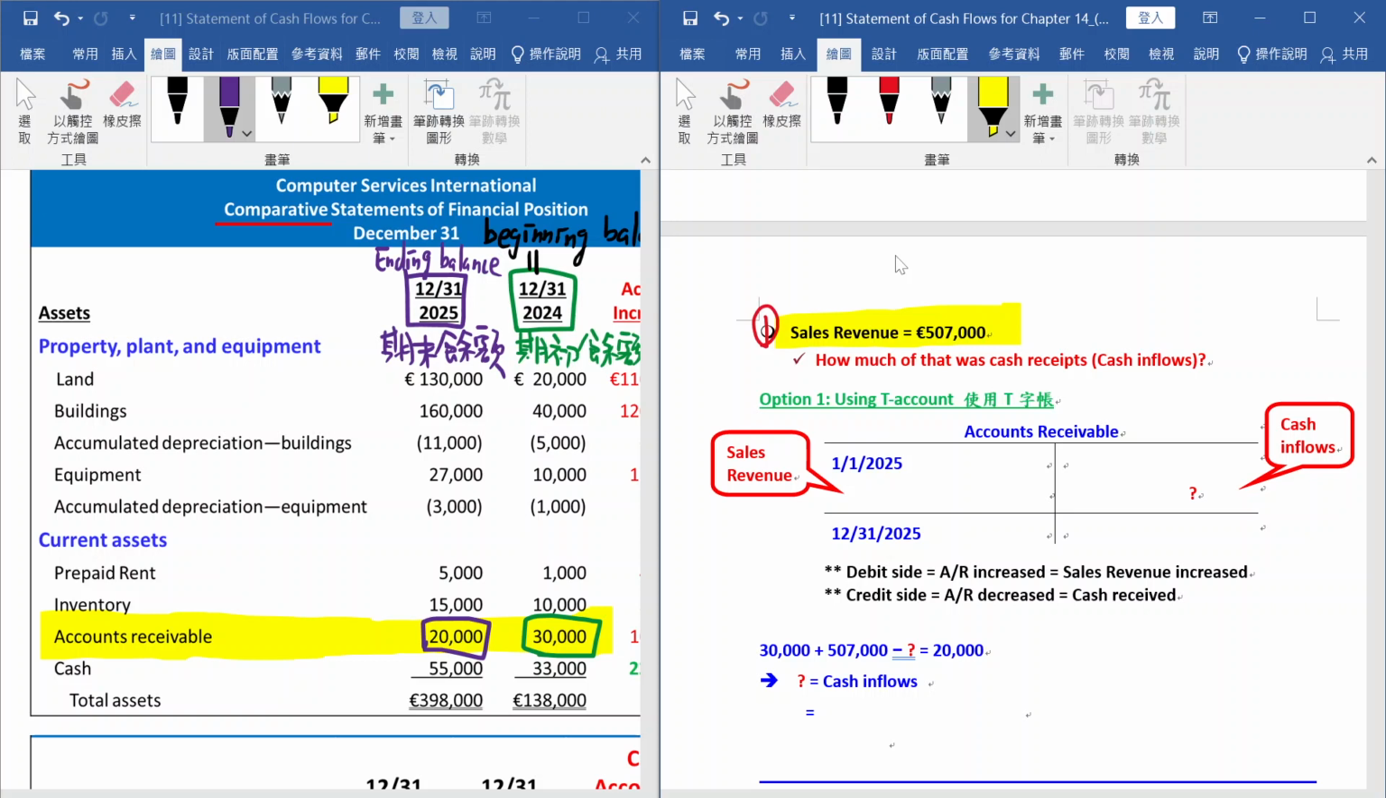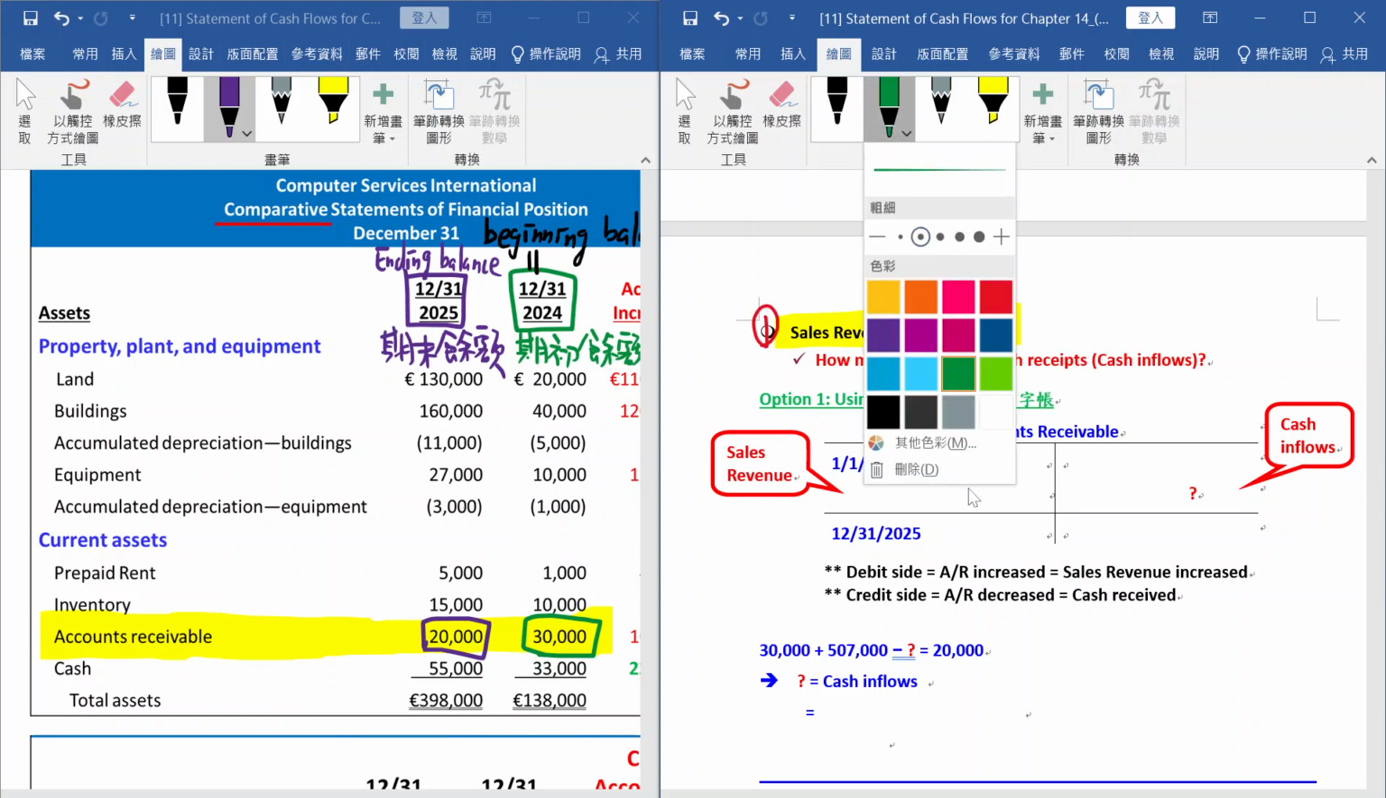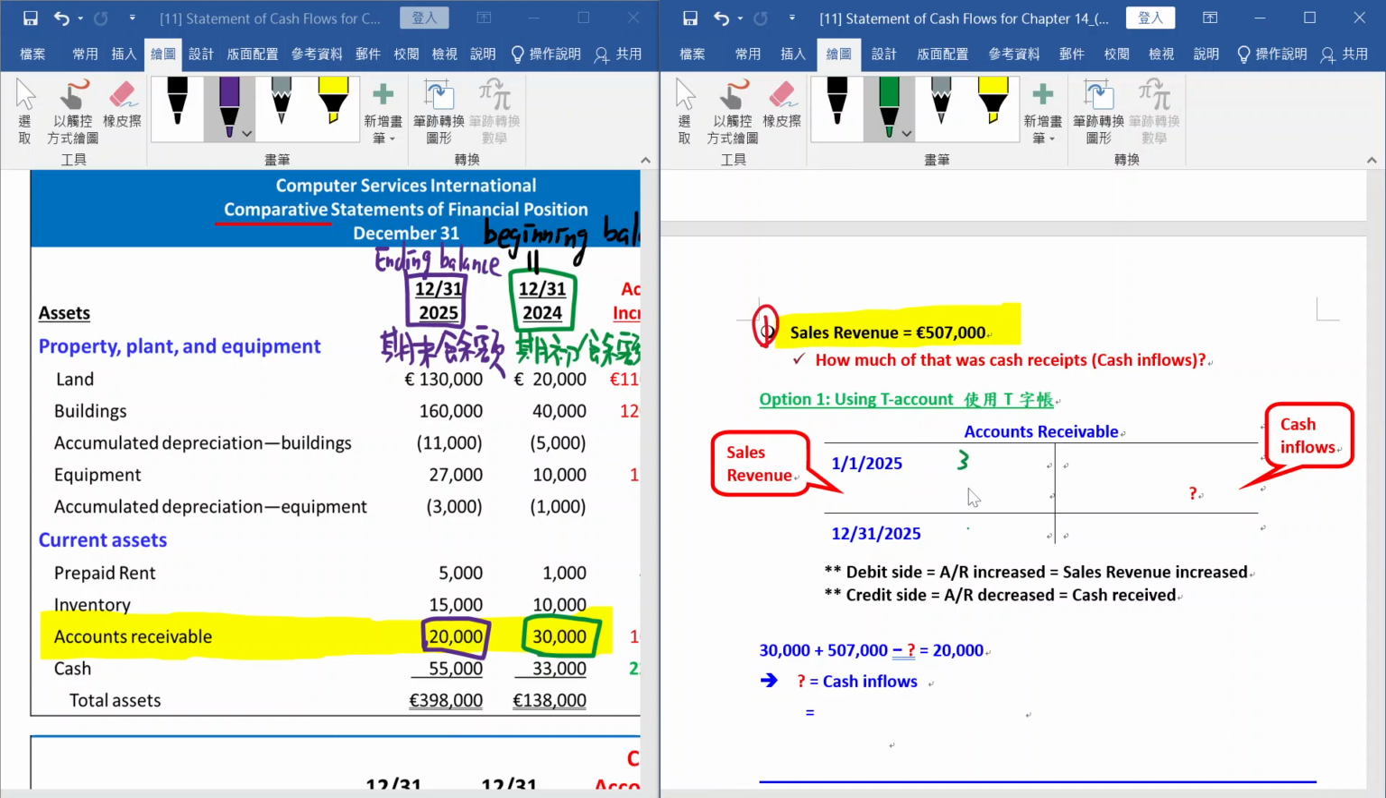You need your friend's help from beginning and ending. So what's the beginning? $30,000. Don't forget, accounts receivable is your asset, right? So increase on the debit side. So you have beginning balance $30,000. You have ending balance $20,000. Any questions so far? $30,000, $20,000. You need these two numbers' help. So I just write down beginning balance, ending balance. That's it. Any questions?